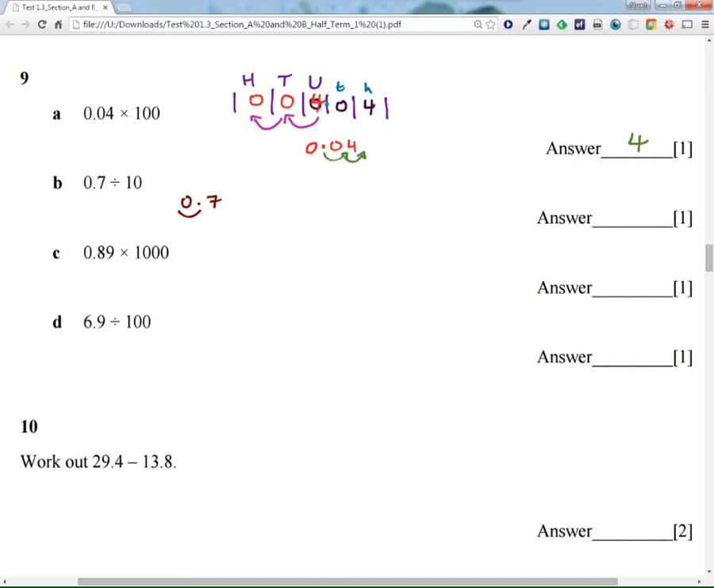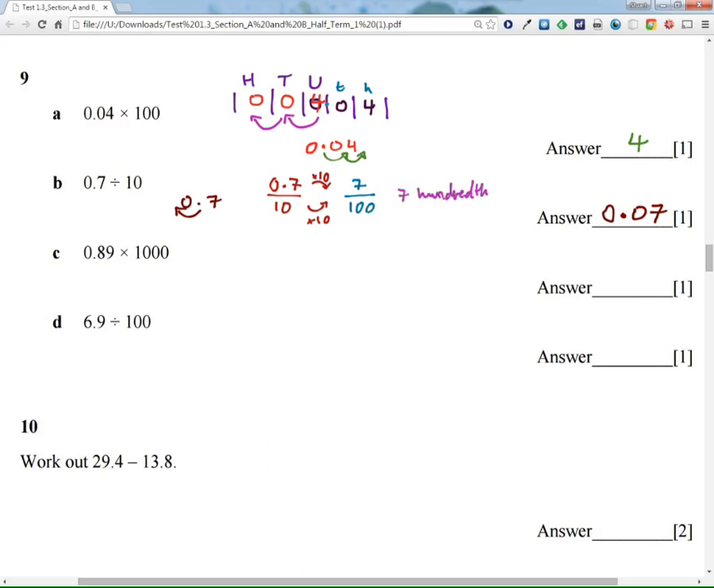So 0.7, move the decimal place, you get 0.07. Some people, which I quite liked, said, Mr. Cork doesn't like divide signs, so let's write 0.7 divided by 10 like this. They then said, well, we can multiply the top and bottom by 10 to give 7 over 100. This number is literally 7 hundredths.